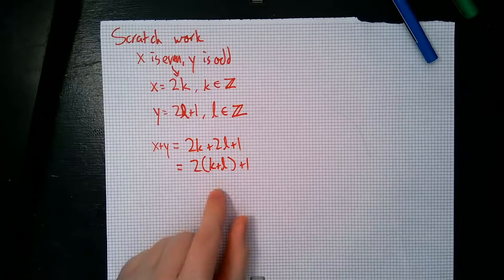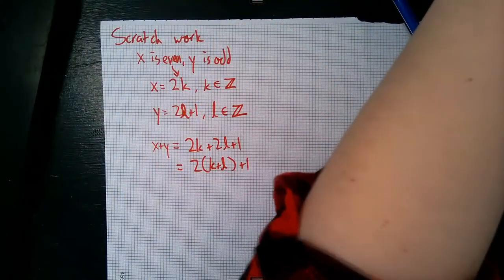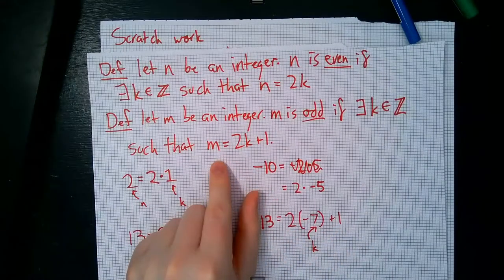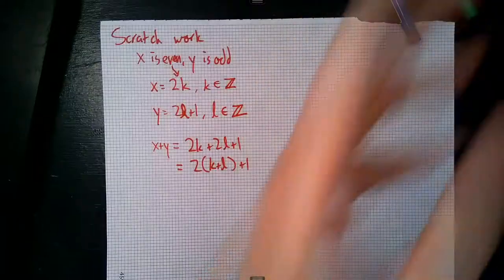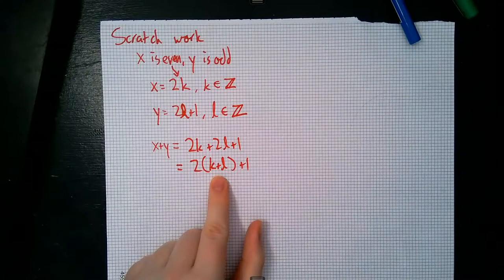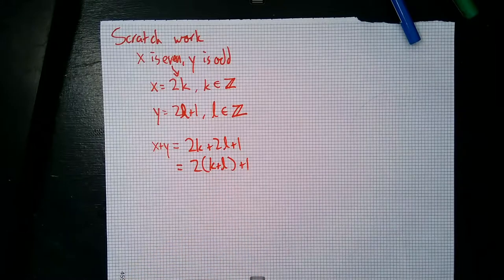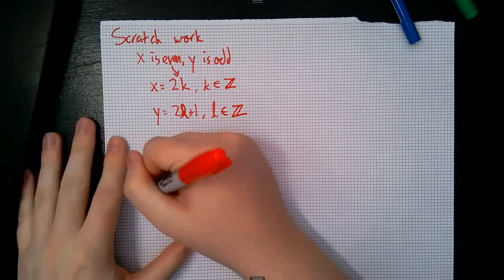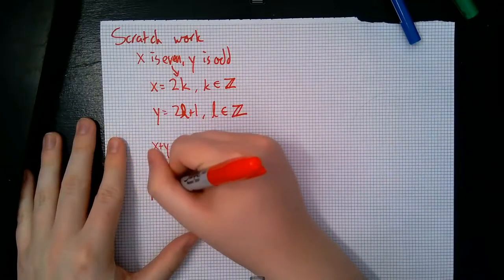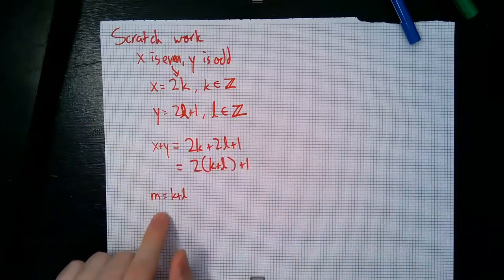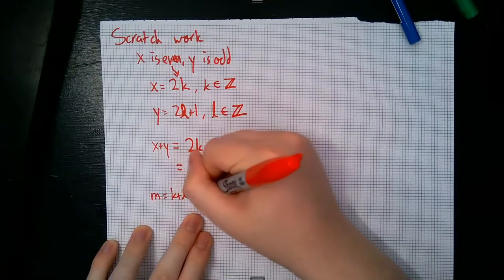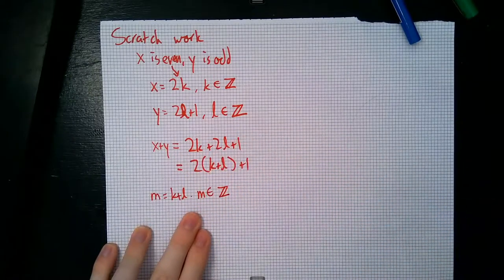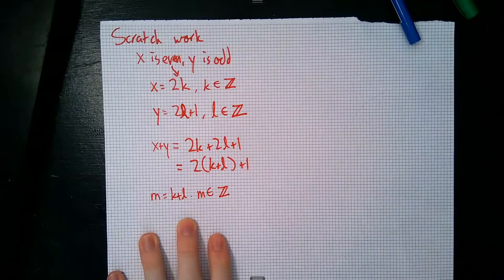And this is important because by definition of odd, an odd integer has to be equal to 2 times some integer plus 1. So we have to say why k plus l is an integer, because we need to show that we're fulfilling the definition of odd. Something we can actually do here is say, let's let m be equal to k plus l, and then we'll say that m is an integer because k plus l is an integer, and we'll just leave that there.